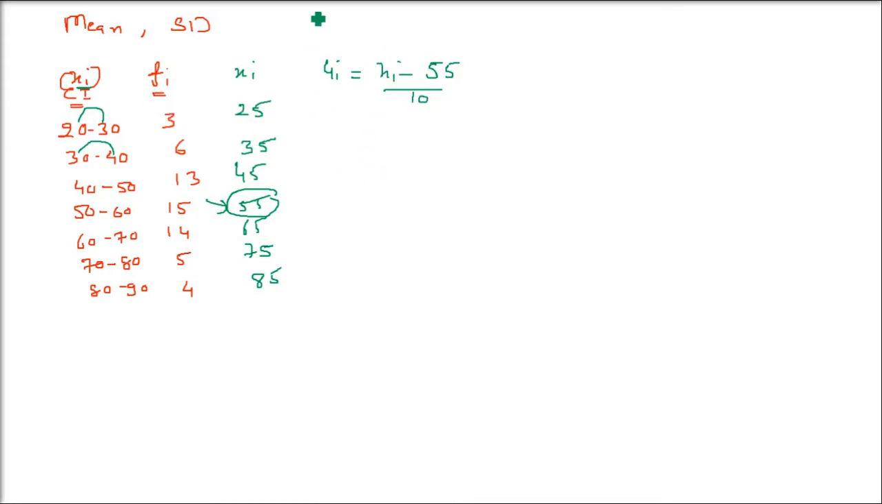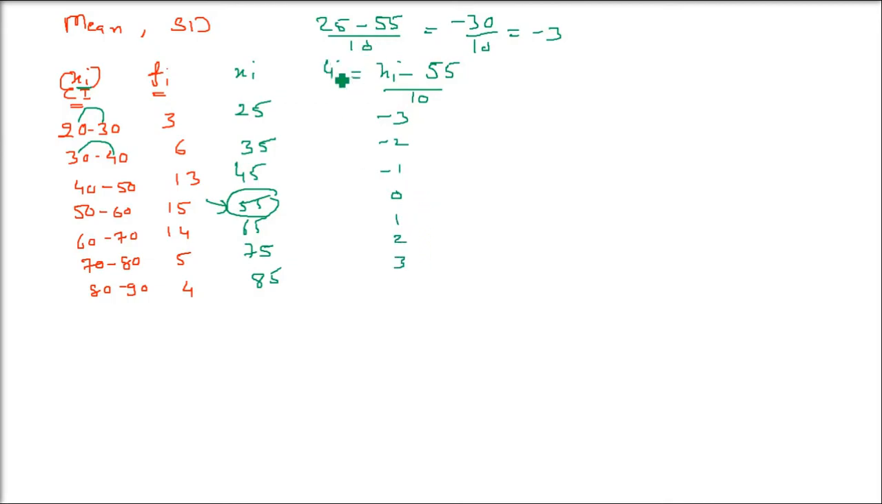So finally, I just skipped that di and wrote ui directly. So 25 minus 55 by 10. I'm just taking one example. It will be minus 30 by 10, so minus 3. Same thing, 35 minus 55 by 10, like this. So all these values will come.